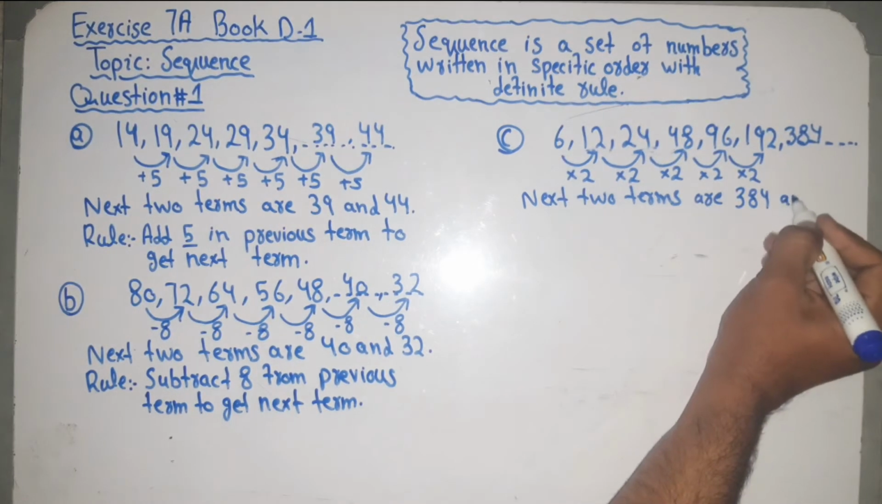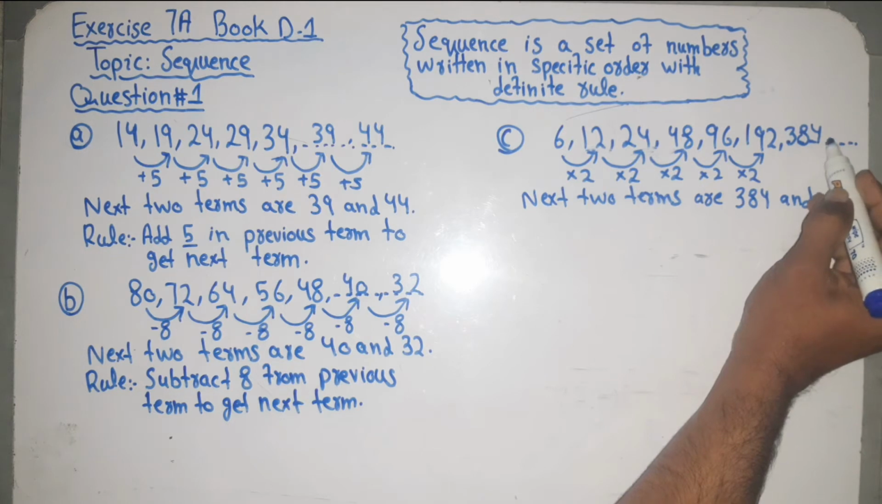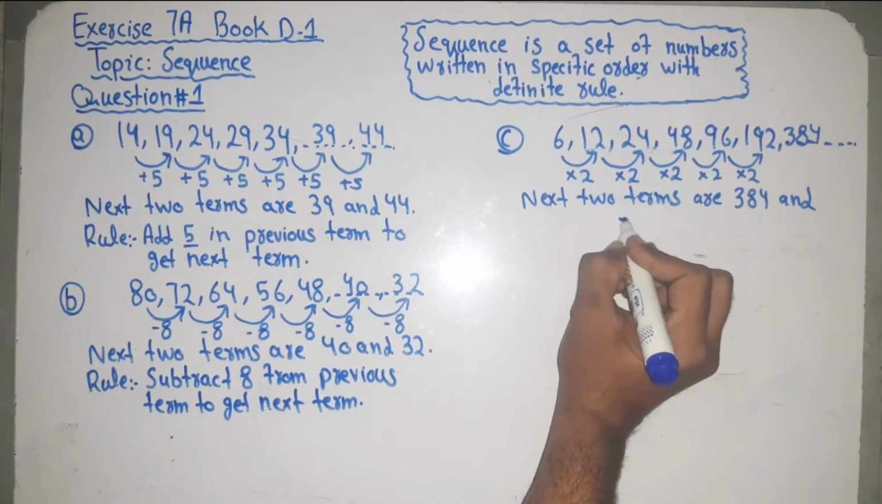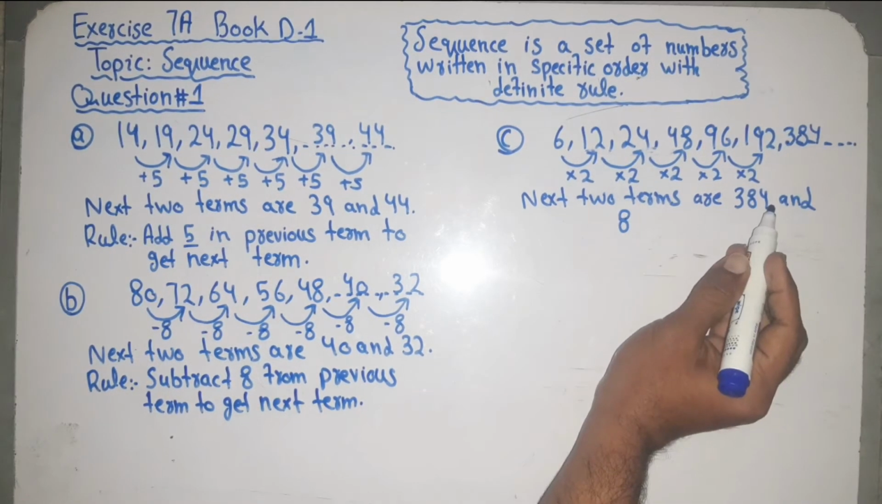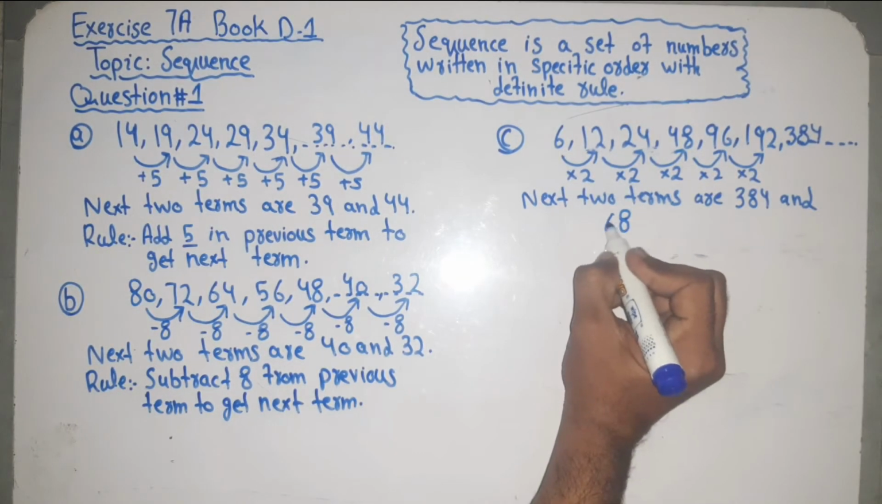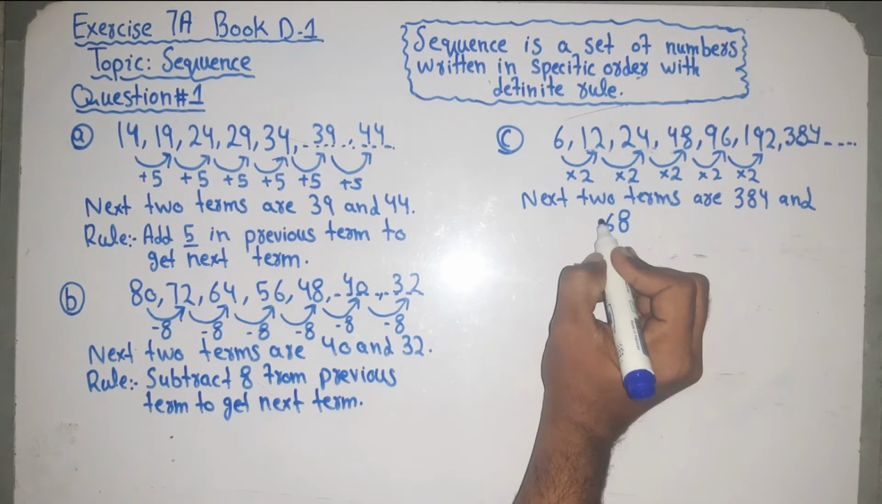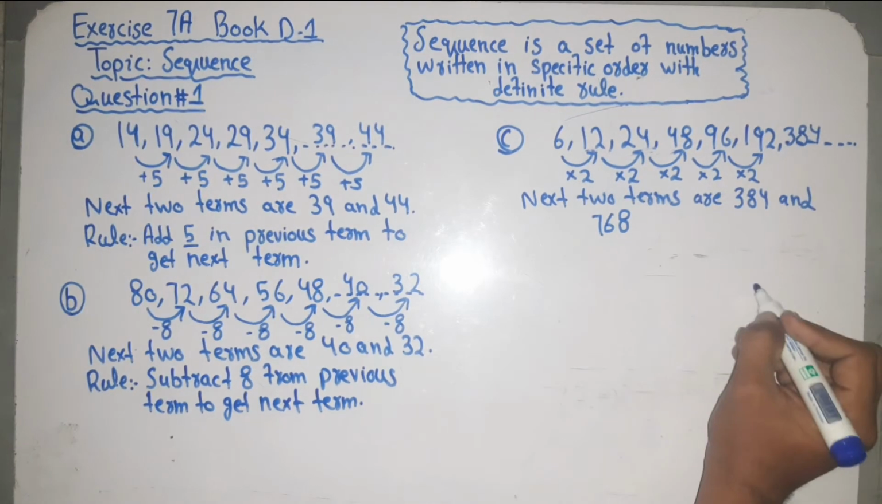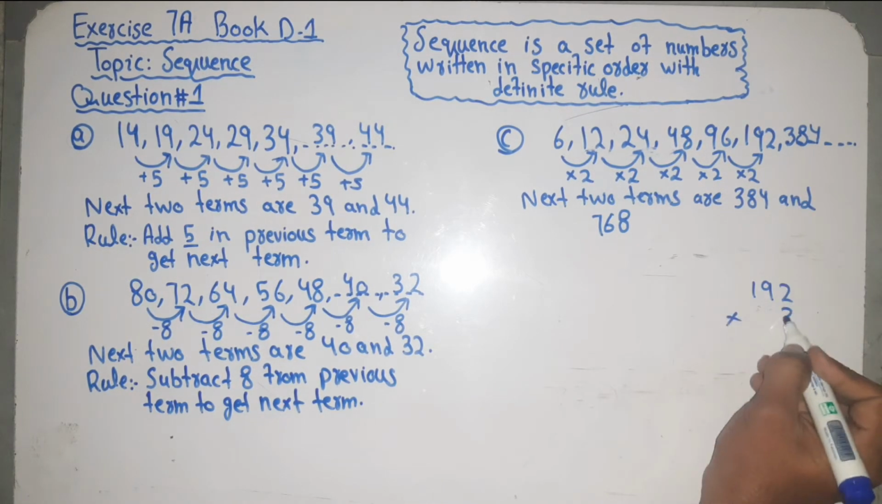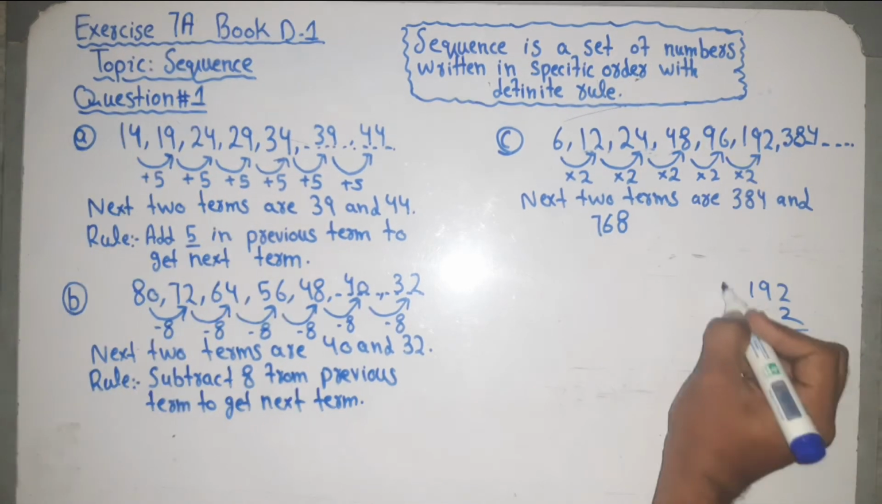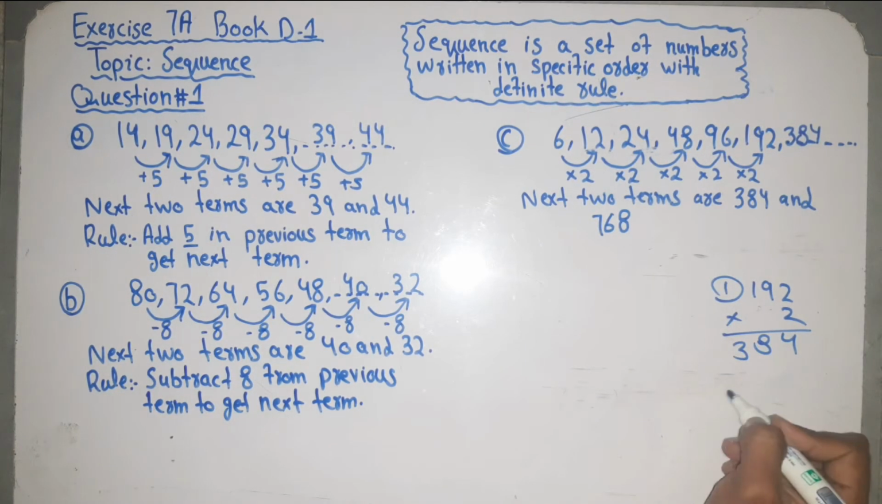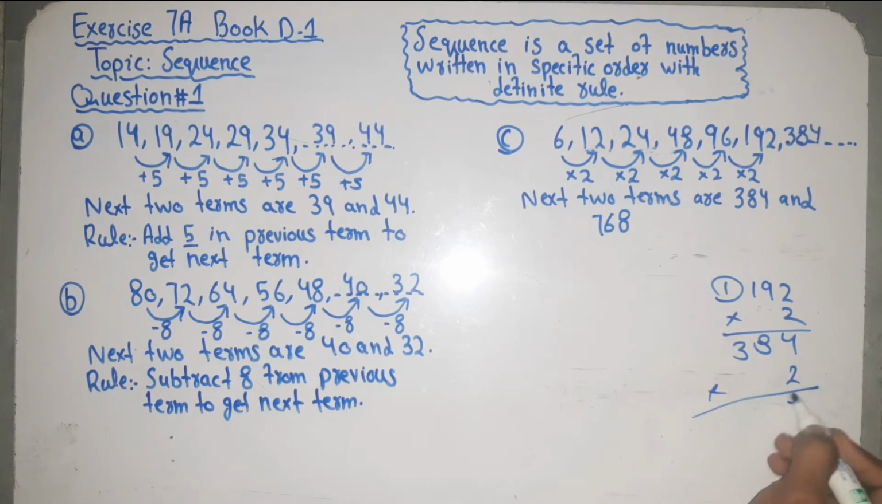And if we multiply this with 2, 4 2s are 8, 8 2s are 16, 1 carry, 3 2s are 6 and 7. So you can check here: 192 multiplied by 2, 2 2s are 4, 9 2s are 18, 1 carry, 2 1s are 2, and this will be 384. Again we will multiply by 2, 4 2s are 8, 8 2s are 16, 1 carry, 3 2s are 6 and 7. This will be 768. So the next two terms are 384 and 768.